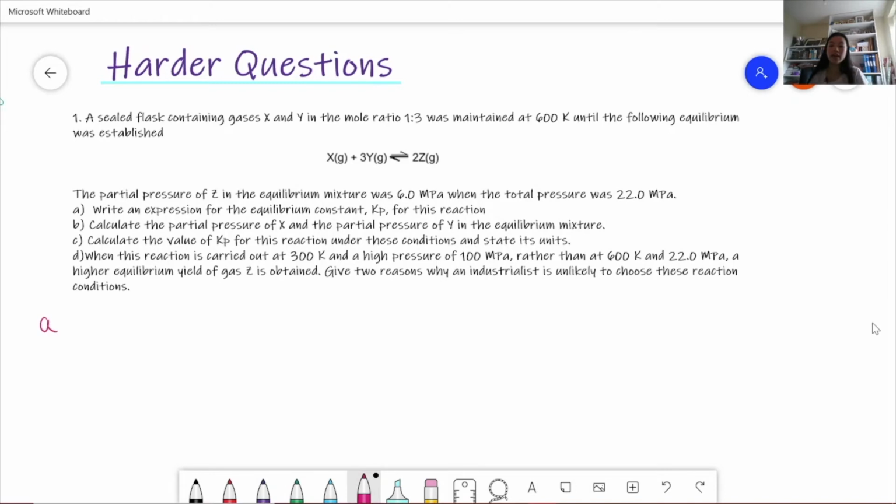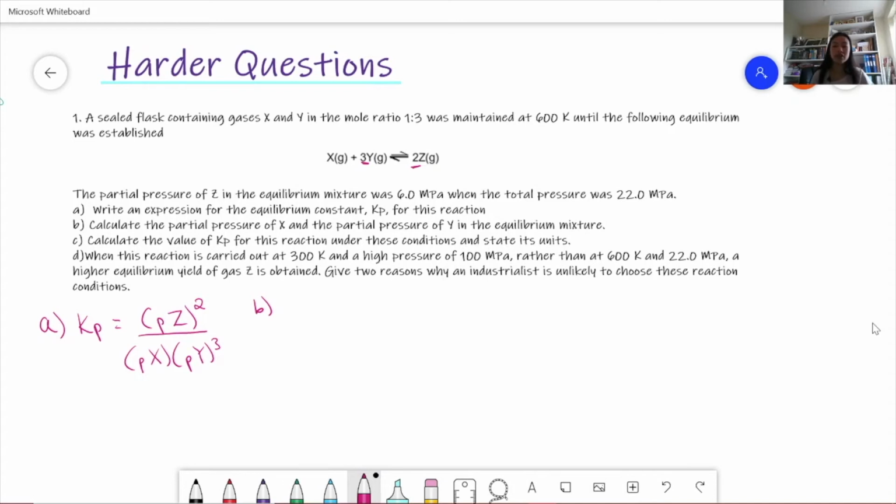So for A, we know that Kp is equal to the partial pressures of the products over the partial pressures of the reactants. And so the expression is the partial pressure of Z, which is squared because there's 2 moles of Z, and then divided by the partial pressure of X multiplied by the partial pressure of Y cubed because there's 3 moles of Y. And so that's our answer for A. And then for B, calculate the partial pressure of X and the partial pressure of Y in the equilibrium mixture.